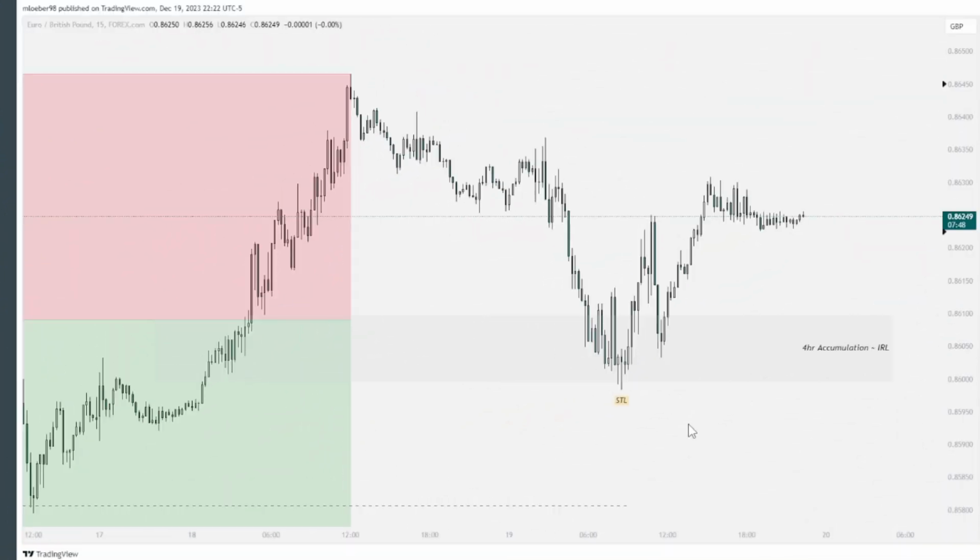Okay, so what we have here is just the dry chart with no annotations off of that 4-hour accumulation, the internal range liquidity pool. So now we could frame a market maker buy model.